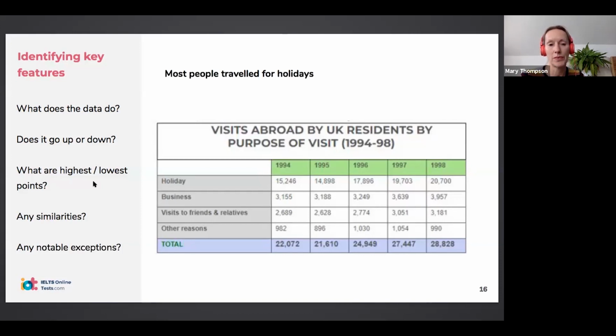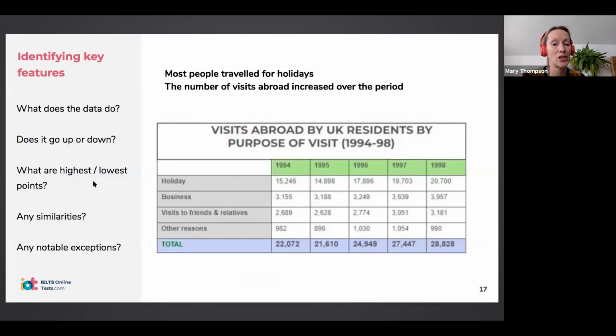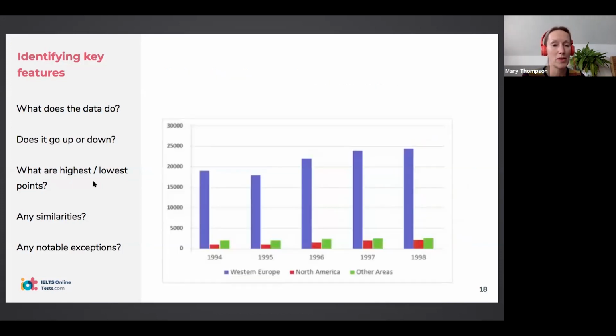Okay, so just looking at the main points here, most people travelled for holidays, as you said. The number of visits abroad increased over the period. Okay, and then looking at this one, so you need to come up with about 5 points here. So we've got, as you can see, 2 for the first one. And then for the bar chart, what can you notice here?